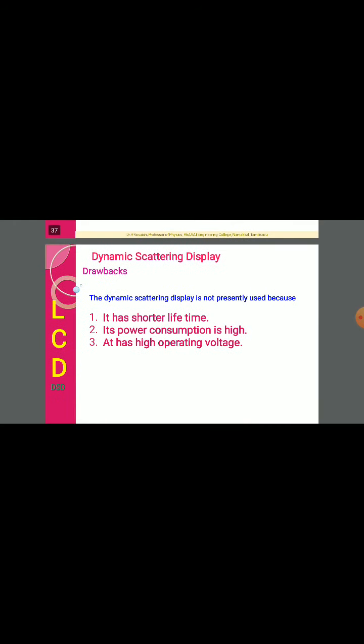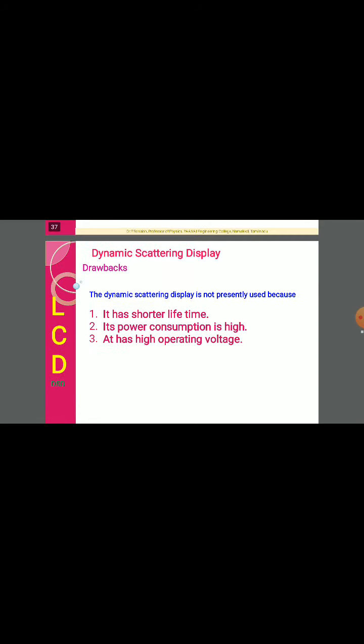Of course, there are some drawbacks. The dynamic scattering display is not presently used because it has a shorter lifetime, its power consumption is very high, and it has a high operating voltage. These are the drawbacks which limit the use of dynamic scattering displays.